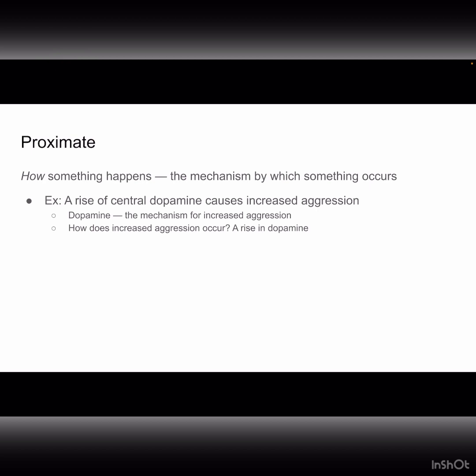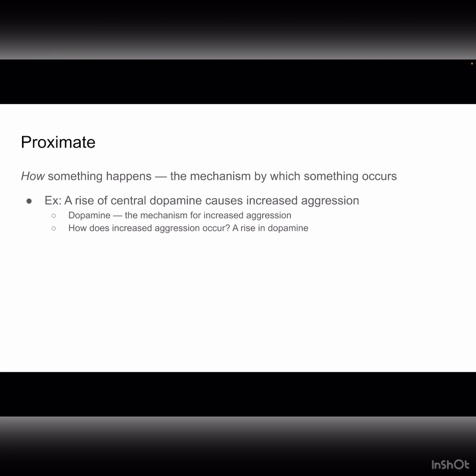Let's take a look at the example. A rise in central dopamine causes an increase in aggression. Now, we don't really have to know what dopamine is or why it increases aggression to know what type of causation this is. All we need to know is whether it's more mechanistic or evolutionarily adaptive. So, if we were to analyze this and reword it a bit, we could say that central dopamine causes aggression. Then, breaking that down a little further, we could say that dopamine is the mechanism of increased aggression. Remember, proximate causation is very mechanistic. So, in this case, this would be an example of proximate causation.